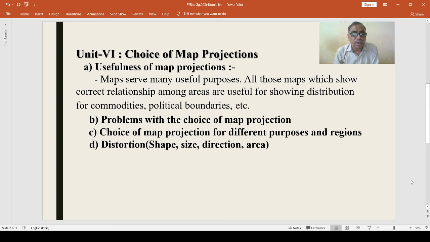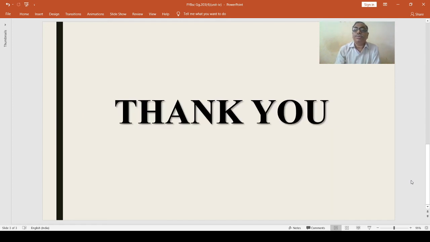In this way, there is a distortion about the different projections, in the sense of shape, size, direction, and areas. In this way, the usefulness of map projections, problems with the choice of map projection for different purposes and regions, and distortion can be discussed. Okay, thank you.